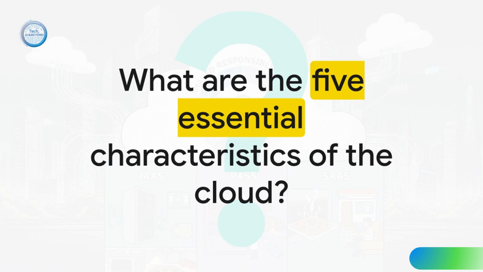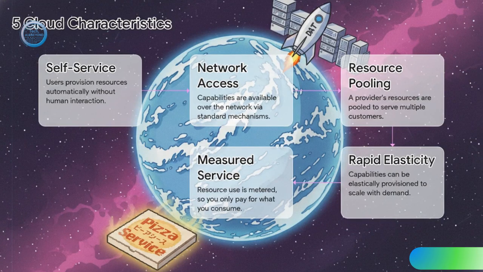So NIST lays out 5 essential characteristics that a service must have to be called true cloud computing. We're talking AWS, Azure, Google Cloud, they all have to meet these. And these aren't just suggestions. They are the absolute blueprint for the entire cloud operating model. You see, when you put these 5 things together, it's a complete shift away from traditional IT. On-demand self-service, broad network access, and resource pooling. That combination alone creates incredible efficiency.